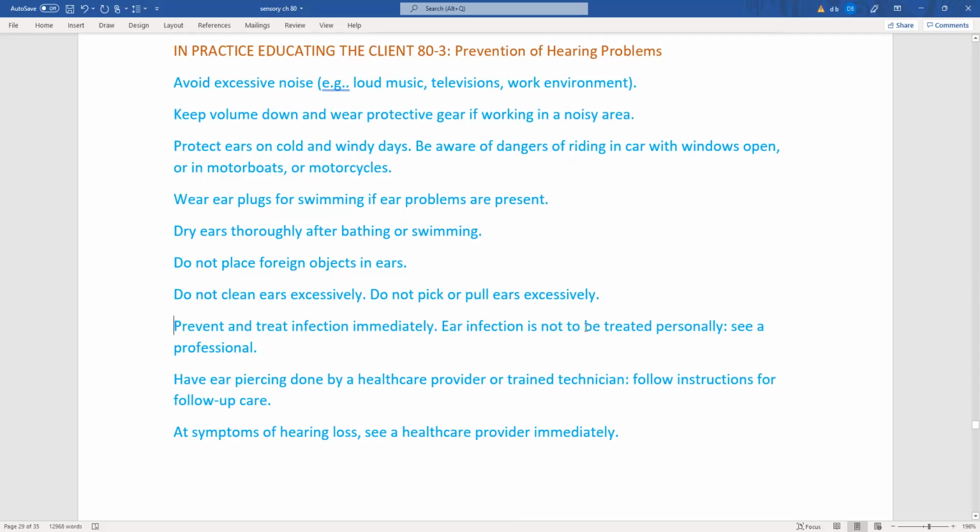Ear infection is not to be treated personally. See a professional. The ear is in close proximity to the brain. You will get meningitis. So if you got an ear infection, go to the doctor.